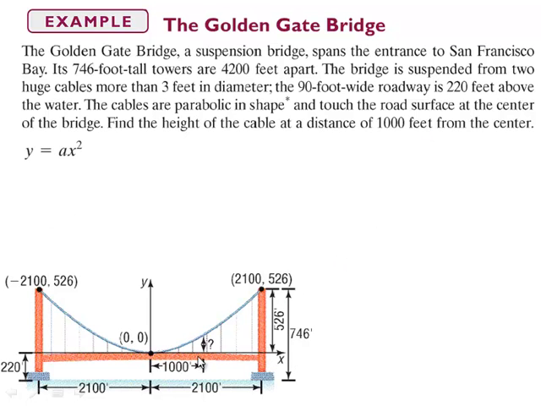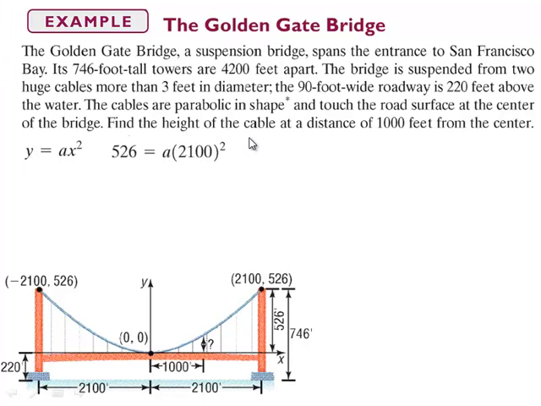Now we're going to model this parabolic arch using this equation here because the vertex is right at the origin according to our coordinate system that we've set up. So all we need to do is figure out what A is. We can figure out what A is by using this coordinate, 2100, 526, as in when x is 2100, then the y coordinate would be 526.